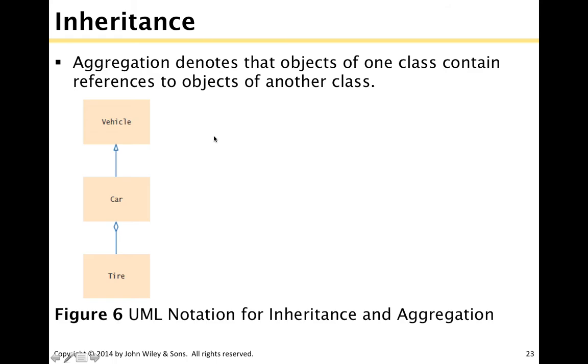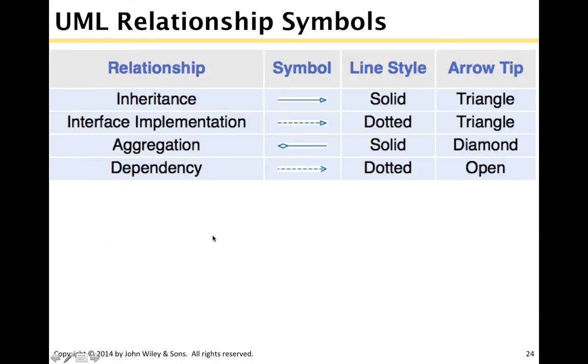In a UML diagram, a solid line with a triangle head is inheritance. So this UML diagram says a vehicle is a superclass of a car. The car owns or has a tire. That's what this UML diagram says.